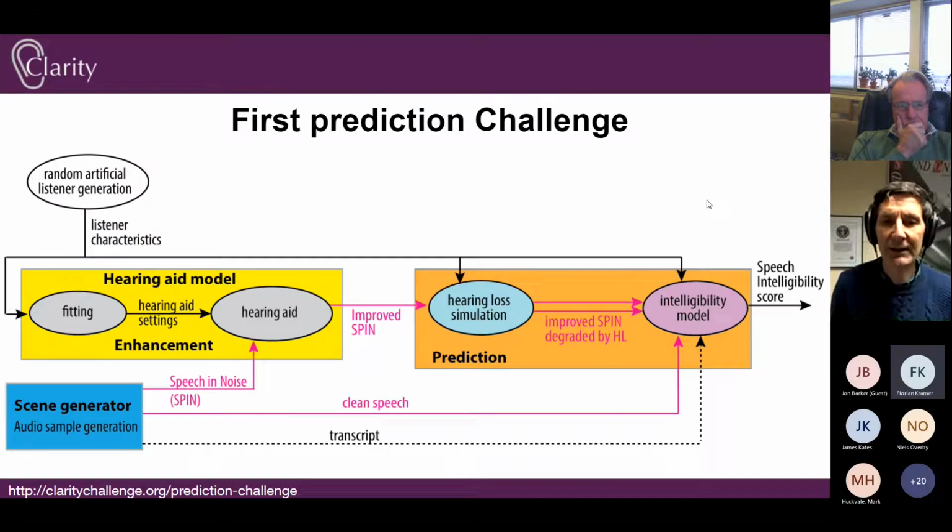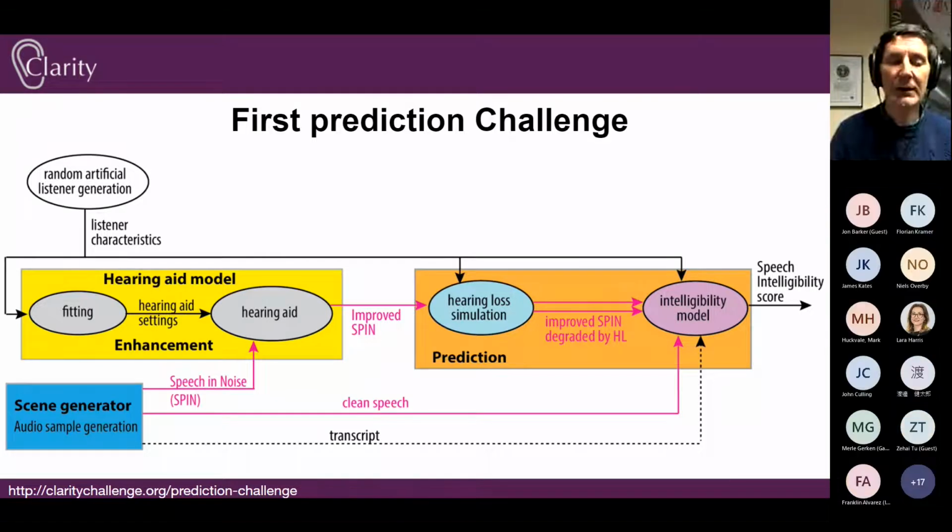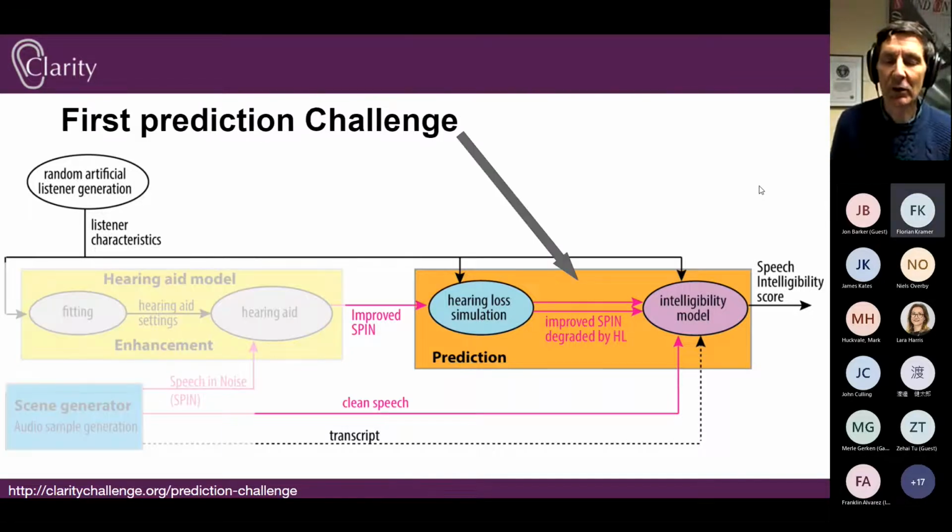So the first prediction challenge, this is the baseline, which you'll be able to download soon. On the left-hand side we have picking out a listener from a database, and picking out a scene, so that's speech in noise: one talker, one source of noise in a room with low reverberation. Then we have that speech in noise being processed by a hearing aid. For this case, we're not really interested in that. That's already been done. So we're interested in the right-hand block, which is the prediction of speech intelligibility.